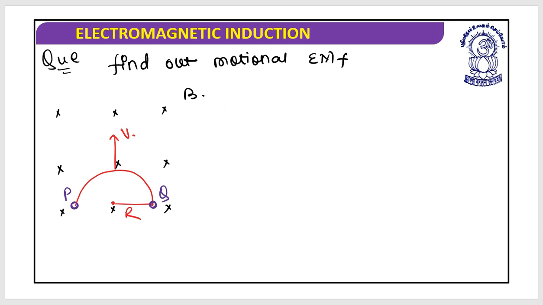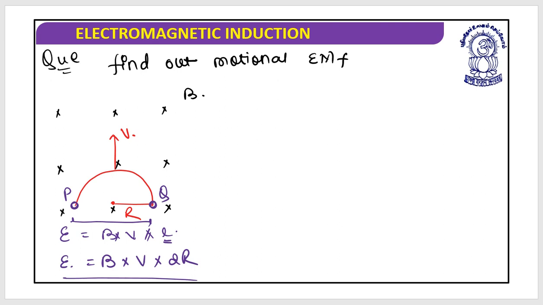So how will I calculate? First what I need to do is write down the master formula. The master formula says E is equal to B into V into L. Now here L is the effective length of the conductor. When I say effective length, that means the line joining the initial point and final point of the conductor. So this is 2R. So I should write this as B into V into 2R. This is the motional EMF. I hope this is clear.